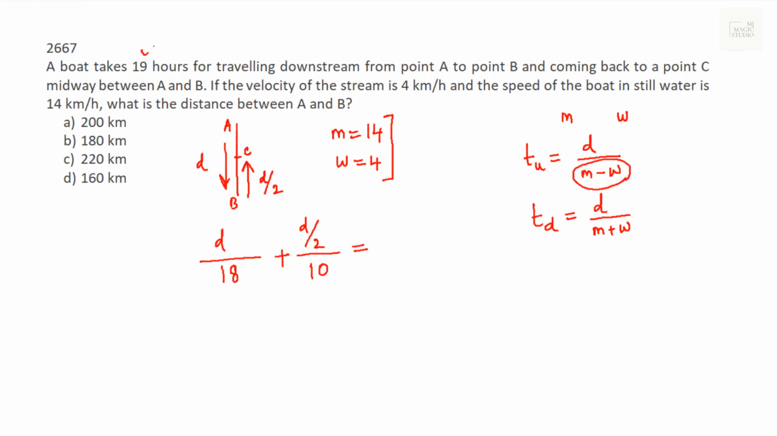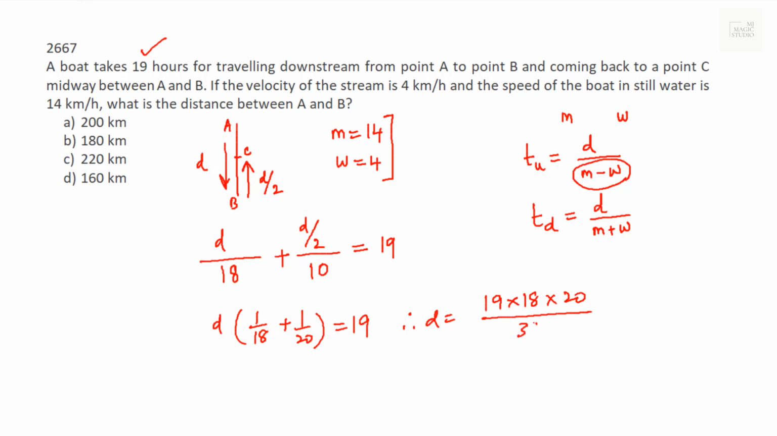This total time is equal to 19 hours. Let's solve this and find the value of d. So d into 1 by 18 plus 1 by 20 is equal to 19. Therefore d is 19 into 18 into 20 upon 20 plus 18, which is 38, 2 times and 10, that gives us 180 kilometer, because the unit of measurement is kilometer per hour. What is the distance between A and B? Distance between A and B is 180 kilometer. Option B fits in.